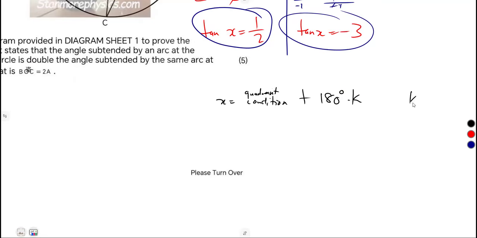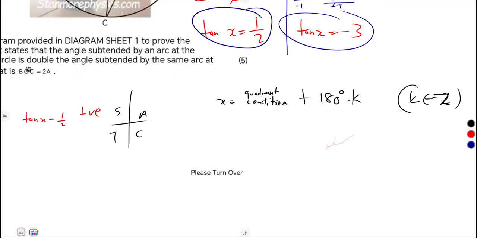All right, so that is it. You have to consider the quadrant condition. So let us start with tan of x being equal to 1 over 2. It's positive. Where is it that tan is positive? That is the quadrant condition. Tan is positive in the first and in the third quadrant. So we consider the reference angle, which is arctan, shift tan of what?